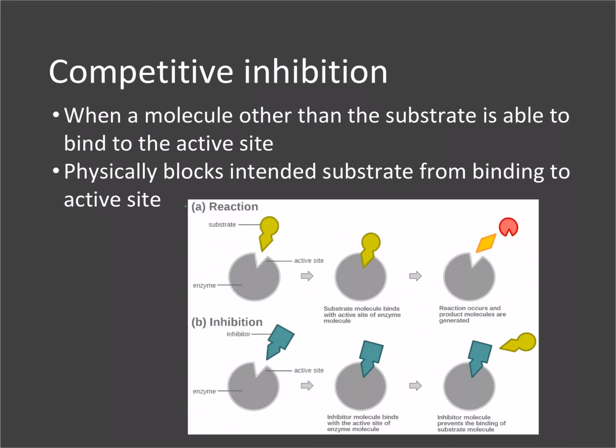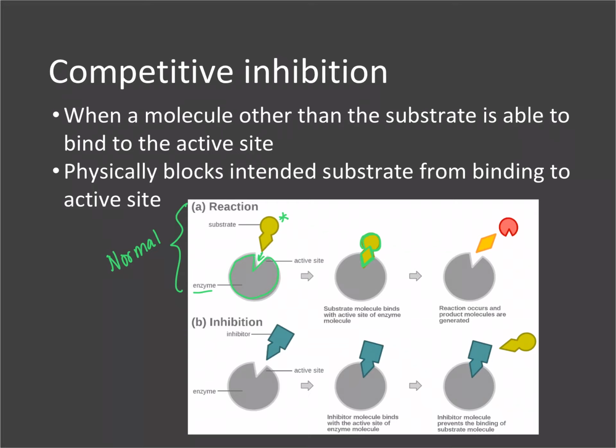So this top reaction that we see up here, this is the normal reaction. And you see we have the enzyme here as this gray Pac-Man looking thing. We have our substrate up here. And when the substrate binds to the active site, it causes the substrate to break into two pieces. So basically the substrate is actually made up of these two pieces here that get separated by the enzyme.